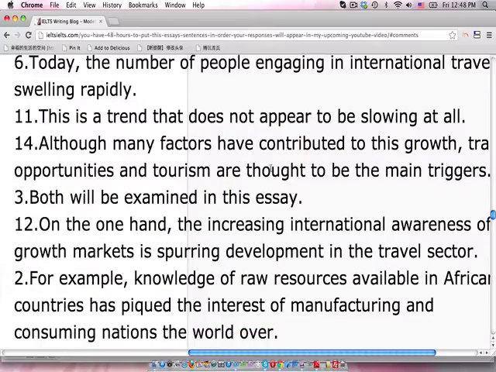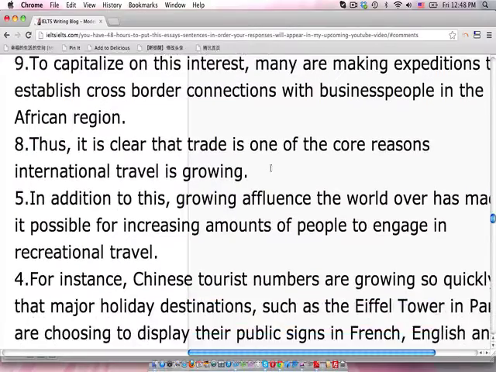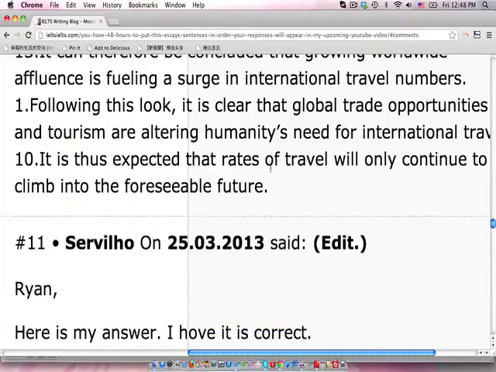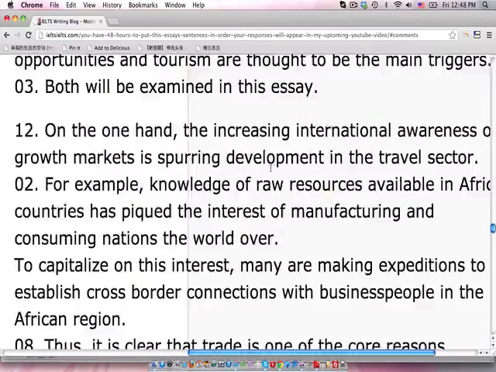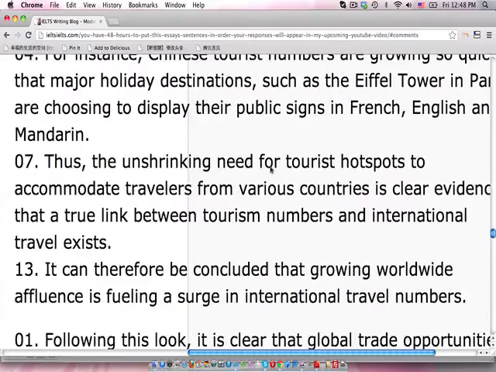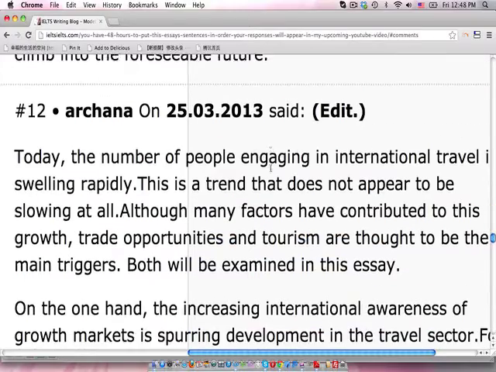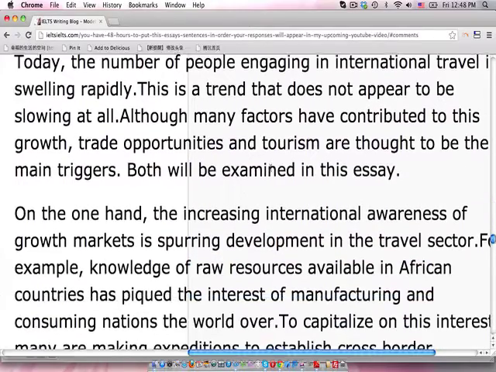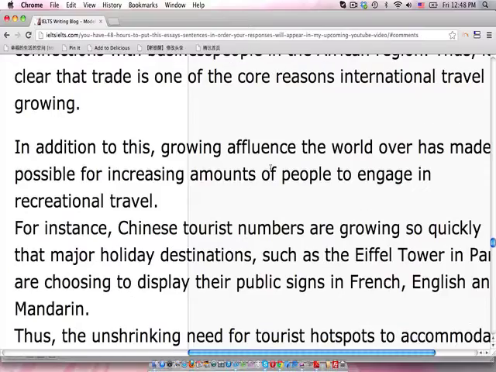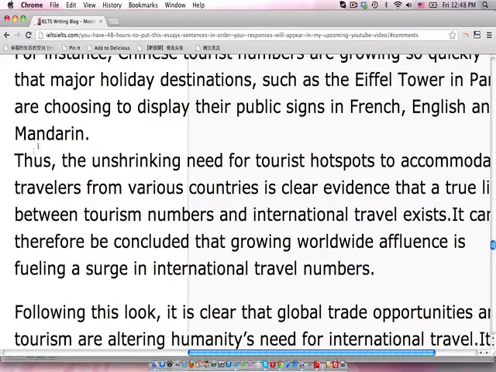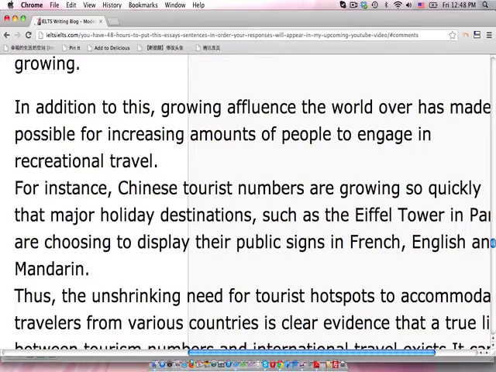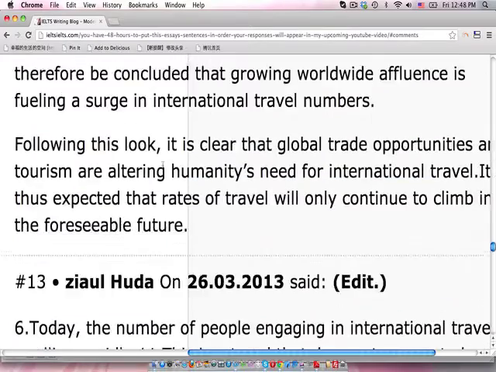Okay, Enas, you got it all correct. Good for you. Well done. Servilo also got it correct. Well done, Servilo. Arcana. Good for you. Well done. Correctly. Just again, I know that you were just kind of listing them, the same as Anonymous was, but we want to be grouping these into paragraphs.